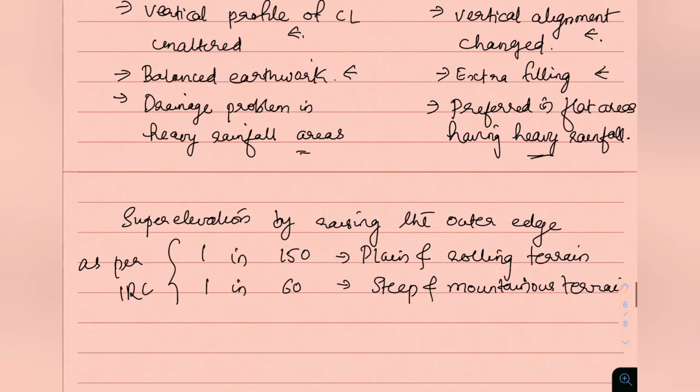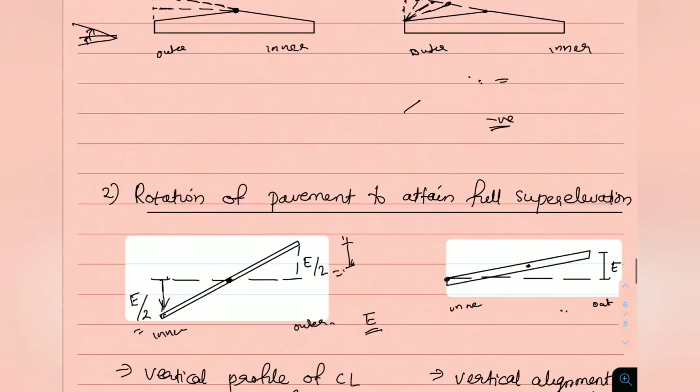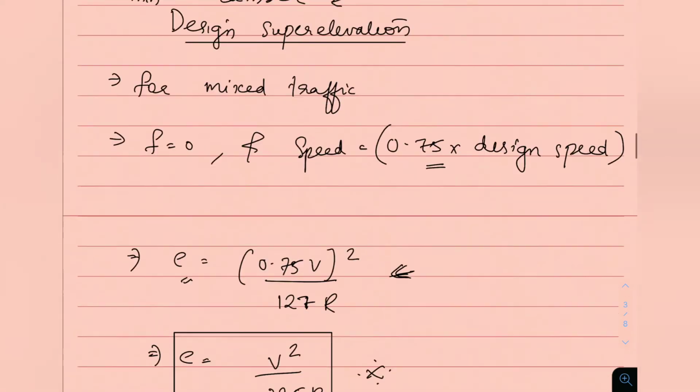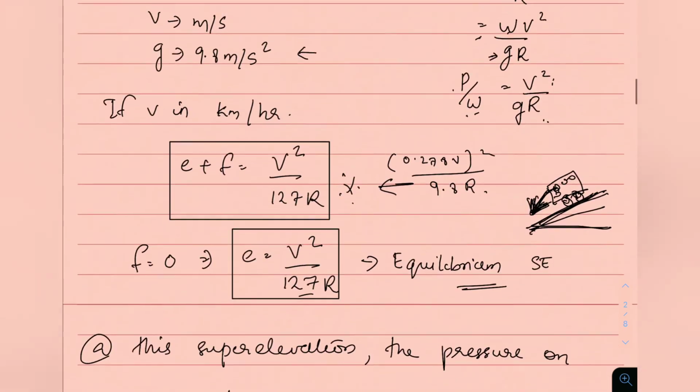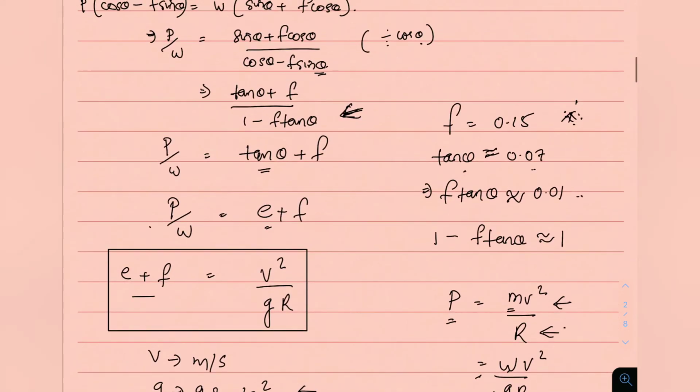Then the value of super elevation as per IRC, by raising the outer edge, will be 1 in 150 for plain and rolling terrain and 1 in 60 for steep and mountainous terrain. This point is also very important. This is always asked for PSUs. So that much is there in super elevation. We have done with this portion. If you check the textbook also, you won't get anything more than this.